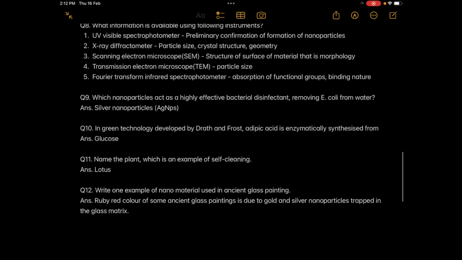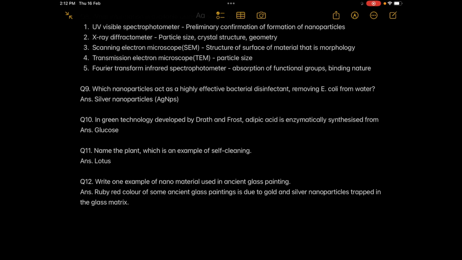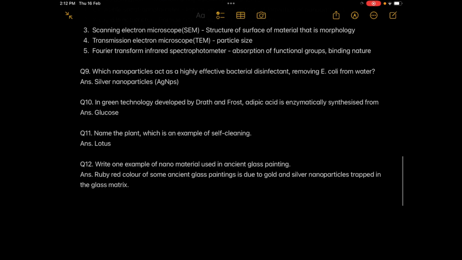See the next question. Which nanoparticles act as a highly effective bacterial disinfectant, that is removing Escherichia coli from water? So we use silver nanoparticles, which can be written as AgNPs. That's a short form for silver nanoparticles. Let's move on to the next question. In green technology developed by Draths and Frost, adipic acid is enzymatically synthesized from. So here we are using glucose, which is an organic molecule and is not at all harmful to the environment.